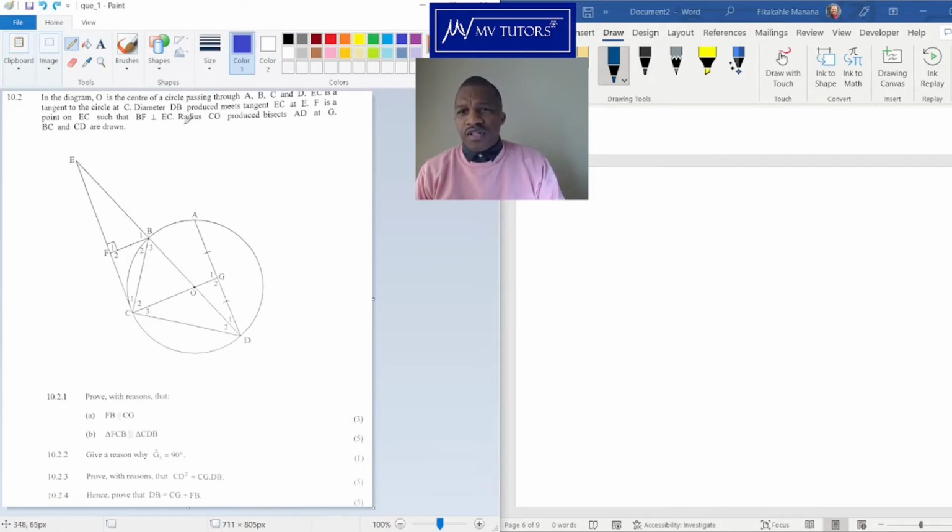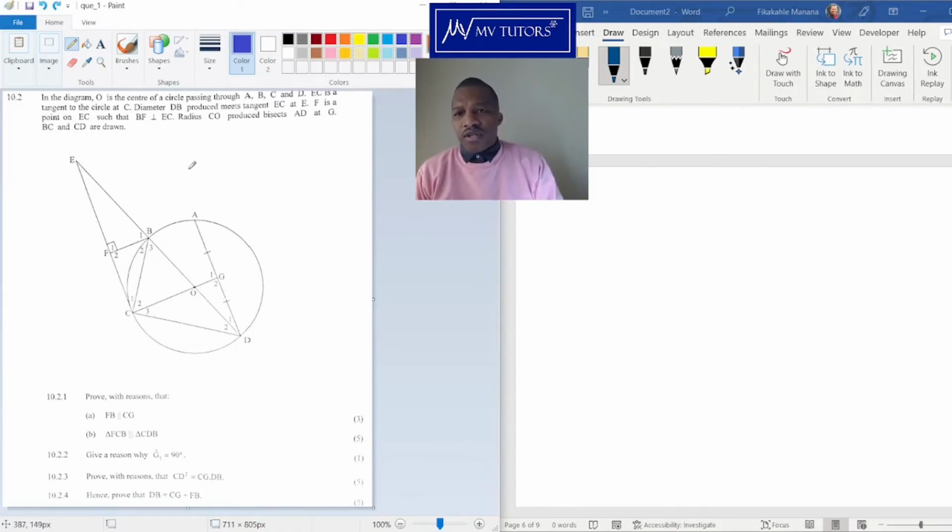Okay, radius CO produced bisects AD at G. CO produced bisects AD. Bisects means these sides are equal, not angles, these sides. And that should be the case because of the centre chord theorem. Alright, and then BC and CD are drawn. There's BC and CD drawn. Cool. Now let's get to the questions.